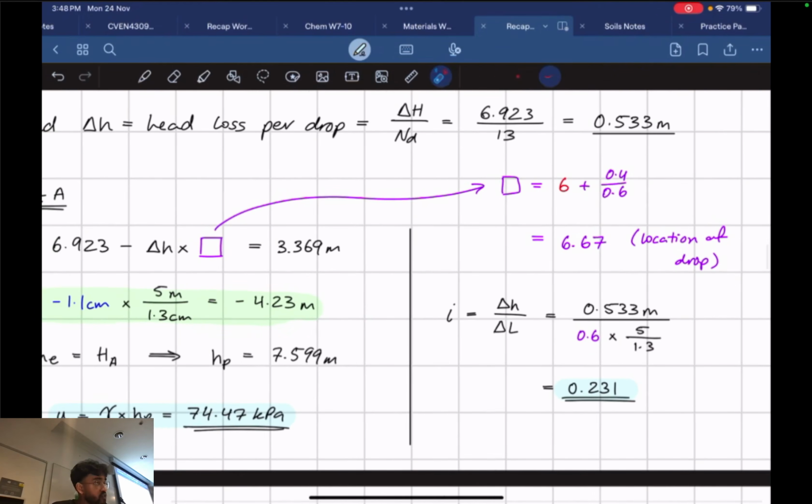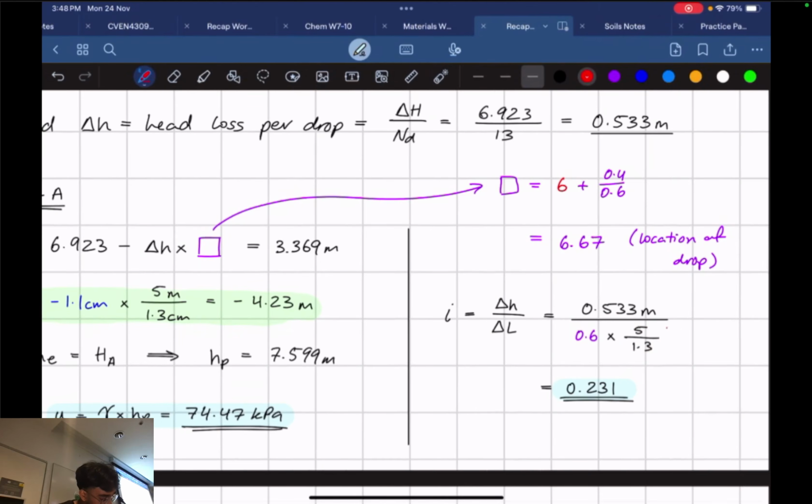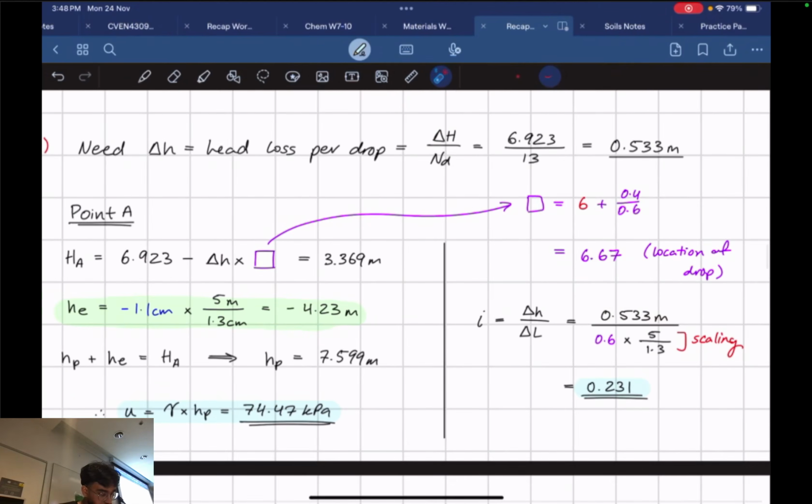I figured out that the length of that square is 0.6, so I'm just scaling that 0.6 into meters. This part here is scaling, and this one is already scaled. I scaled this earlier. To find delta H, I need capital delta H, which was already scaled from the very beginning. Any questions, queries, anything?